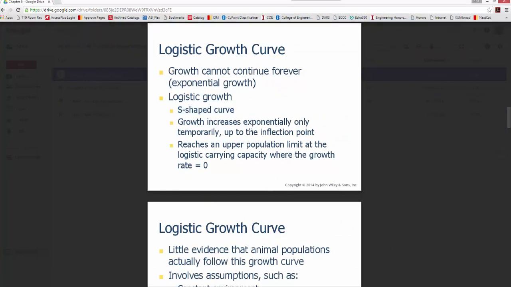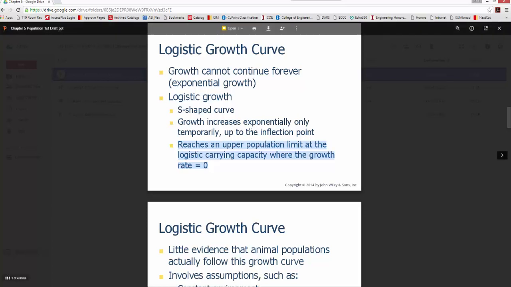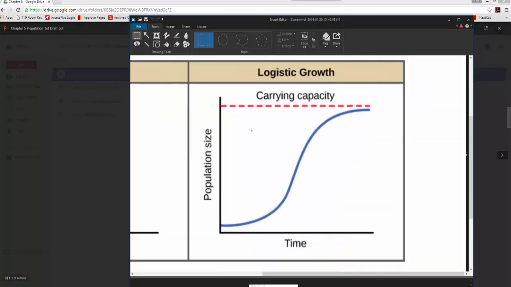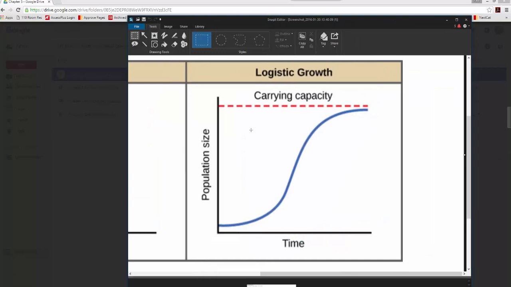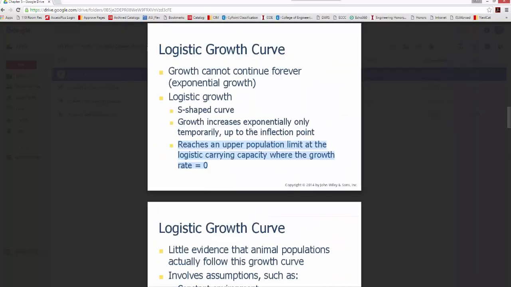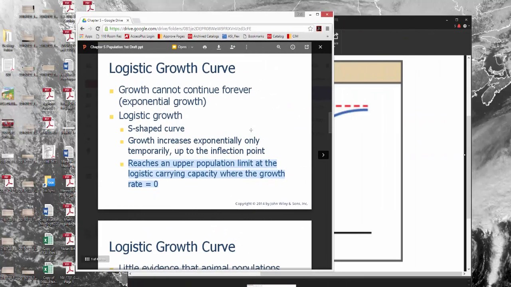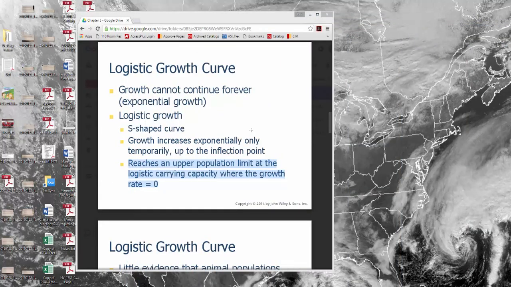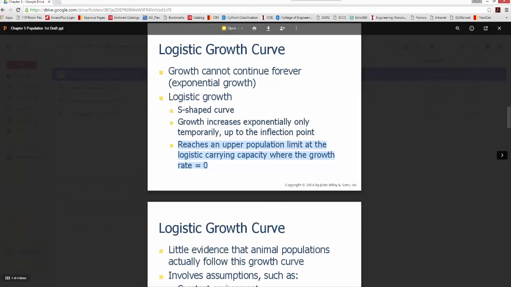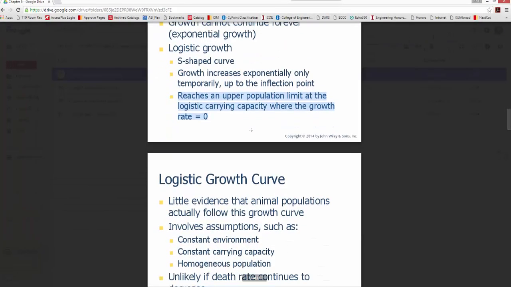And we said it reaches an upper population limit, and at that point the logistic carrying capacity and the growth is now 0. Again, you see that right here. So that is the difference in terms of exponential growth and the logistic growth curve.